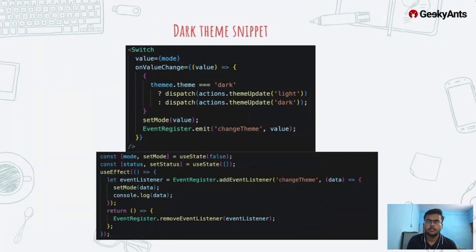Next is this small snippet I have shared. It shows which switch you have selected, dark or light. The value is sent using an event register, and it is captured over here, and the data is set whether it is dark or light. This is a small snippet.